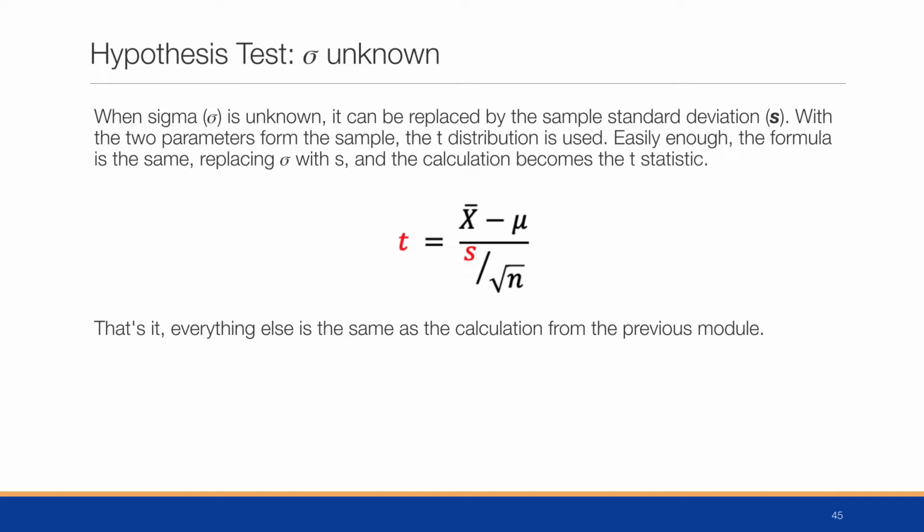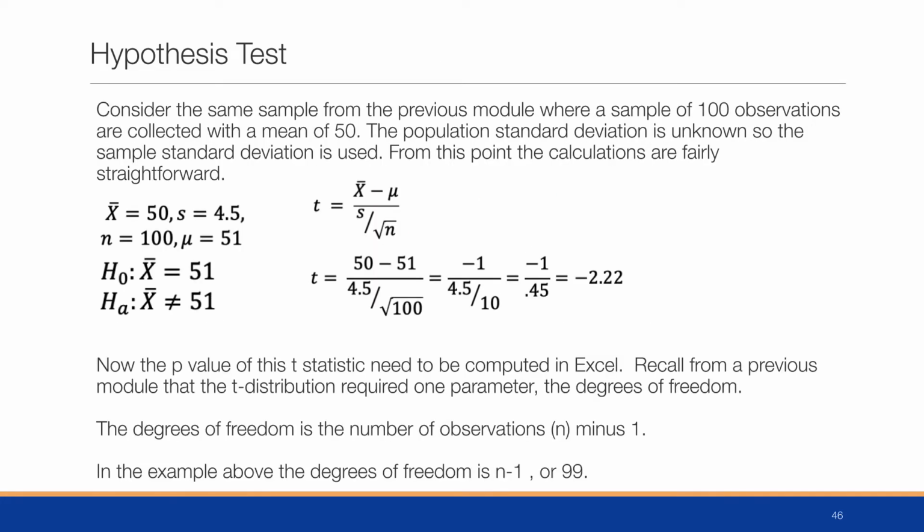Easily enough, the formula is the same. Just replace the sigma with an s, and the calculation is now our t-statistic. But now again, we will need something else. Recall that when we use the t-statistic, we're going to also need the degrees of freedom. So consider the sample from the previous module where a sample of 100 observations are collected with a mean of 50. The population standard deviation is unknown, so we will use the sample standard deviation.